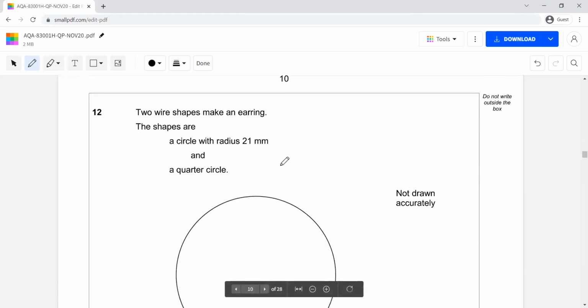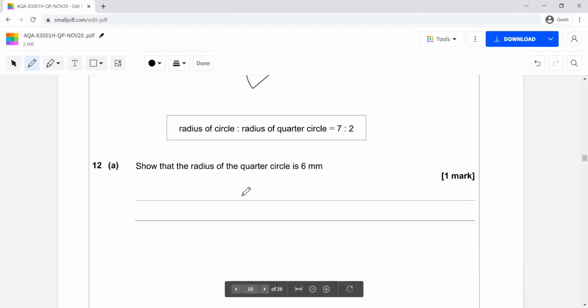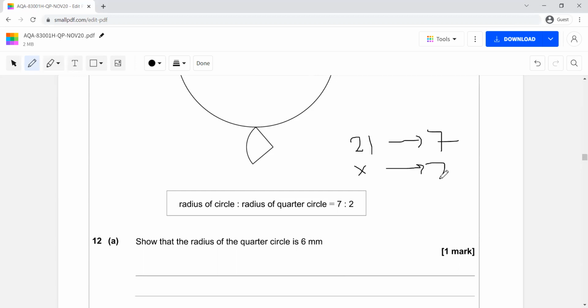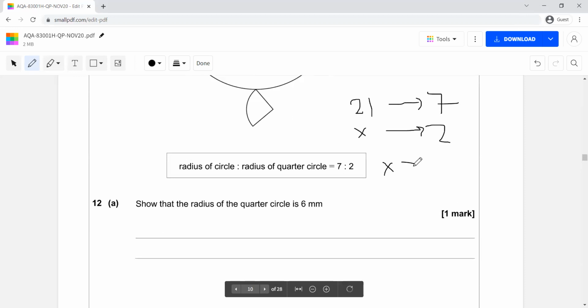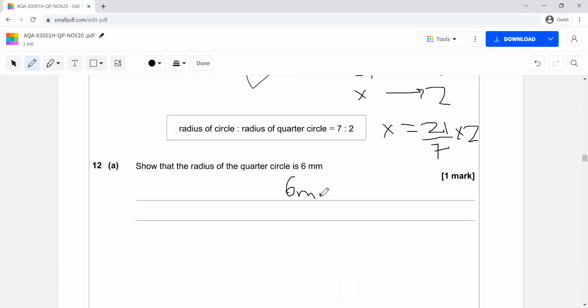Okay, question 12. Two Y shapes make an earring. The shapes are a circle with radius 21 millimeters and a quarter circle. And the radius of the circle to the radius of the quarter circle have the ratio 7:2. Show that the radius of the quarter circle is 6 millimeters. But we know that 21 represents 7. So X represents 2. So X is equal to 21 over 7 times 2, which is equal to 6 millimeters.